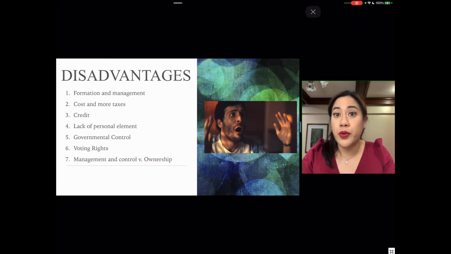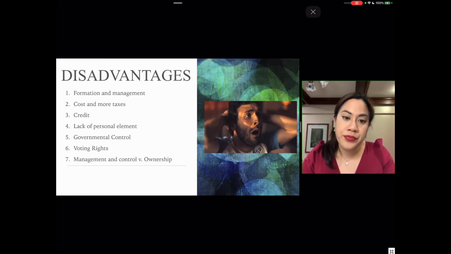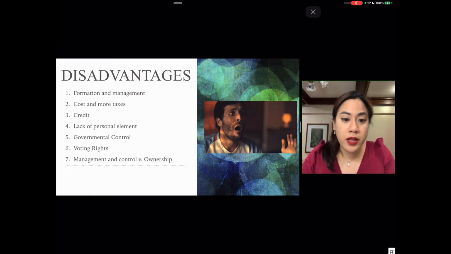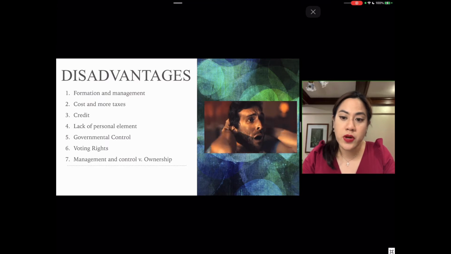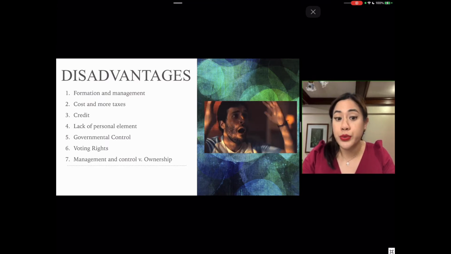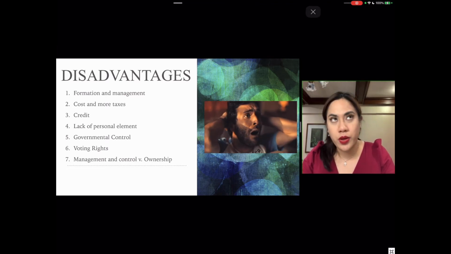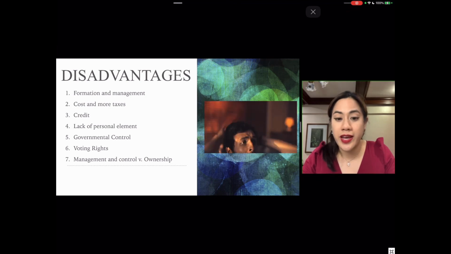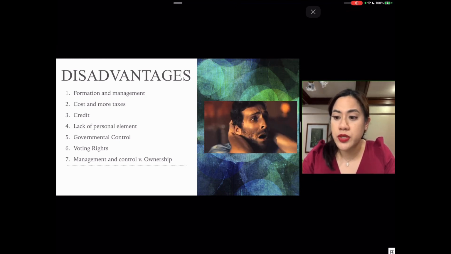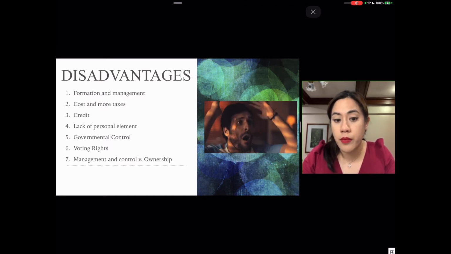Number 3, although credit was previously mentioned as a good thing, it can also be a bad thing. The fact that a stockholder's liability is limited can also act as a deterrent to creditors because they know that their rights are only as against the corporation's property alone. Number 4, there is the lack of the personal element. There is no delectus personae here because of the ease in transferring shares. So you do not have the freedom to choose who you associate yourself with in a corporation.